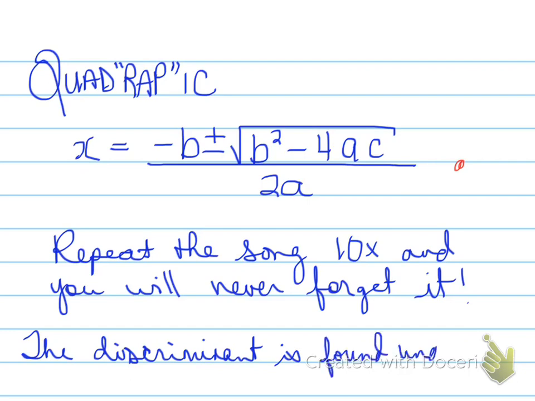The discriminant is the part found underneath the root sign. That is, b squared minus 4ac is your discriminant. This helps you determine how many times the quadratic touches the x-axis. Here we go.